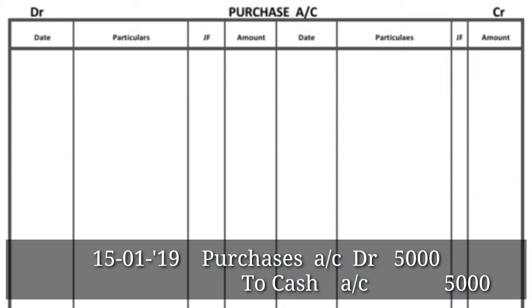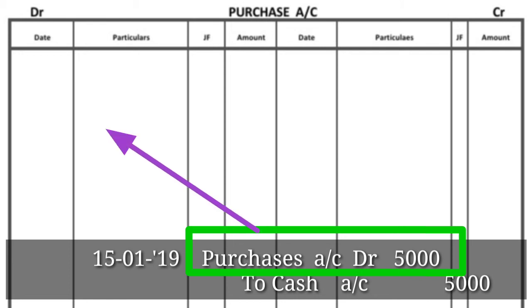This is the purchases account, with debit and credit sides: date, particulars, JF, amount. See here, the purchases account has a debit balance. So where will we write? We will write 5,000 in the debit side. Correct, because the purchases account has a debit balance. For that reason we write in the debit side. Whatever we write in the debit side, we use "To" first. Okay, date column, 15th January 2019.